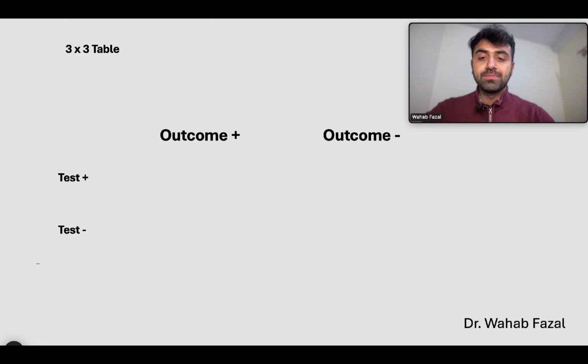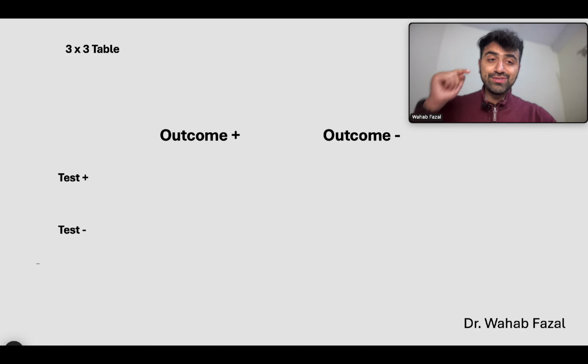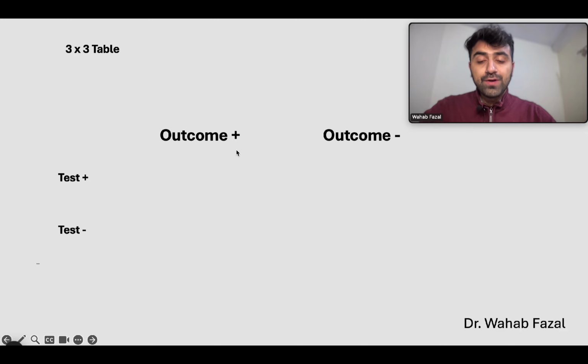Let's get into it. So let's start talking about something I call the 3x3 table. You must have heard of the 2x2 table. In my previous video, I talked about the 3x2 table in which we had 3 columns and 2 rows. In this video, we're going to talk about the 3x3 table. So the first column we're going to look at is the outcome positive, then the outcome negative. So the people who have the disease and the people who don't have the disease.